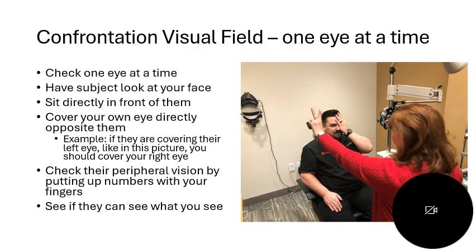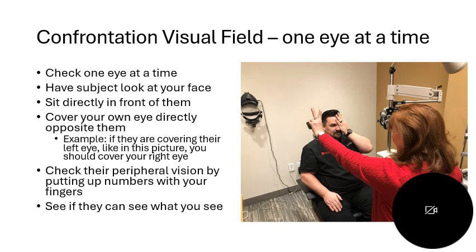The next test is the confrontation visual field. It is done one eye at a time. The reason it's called a confrontation visual field is because you are confronting the patient directly, you are checking their vision, and you're checking how wide the field of their vision is. You have them cover one eye at a time. So in the picture on this slide, the person is covering their left eye.